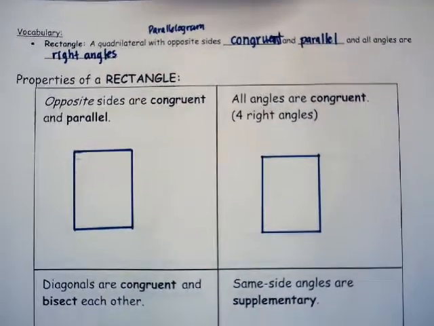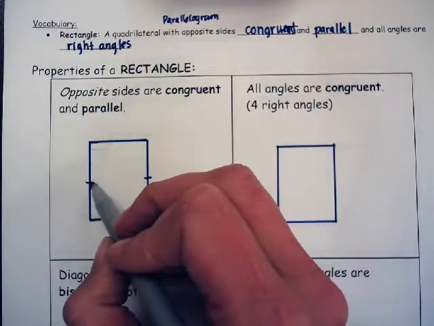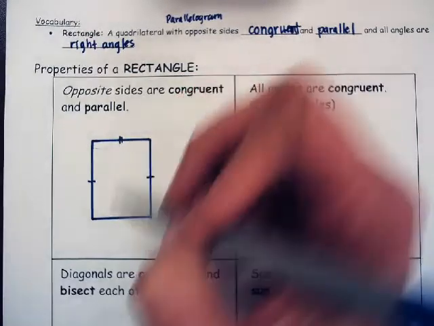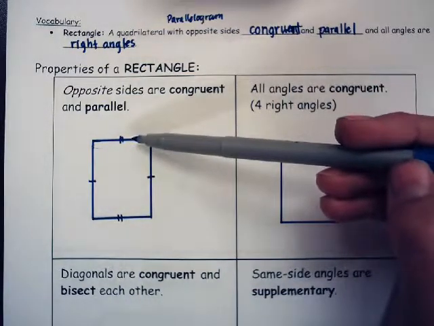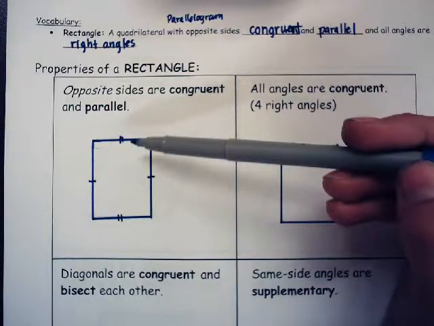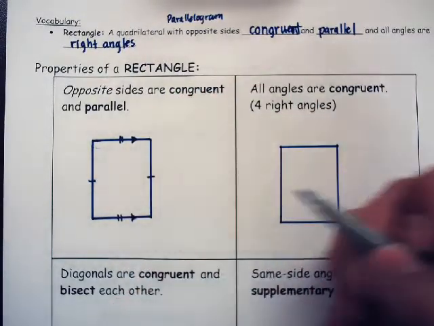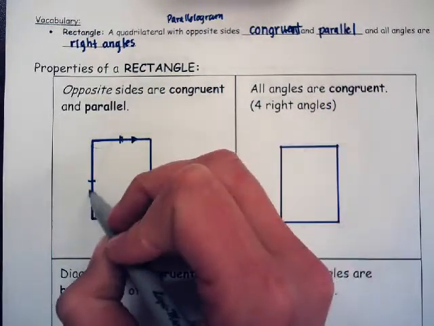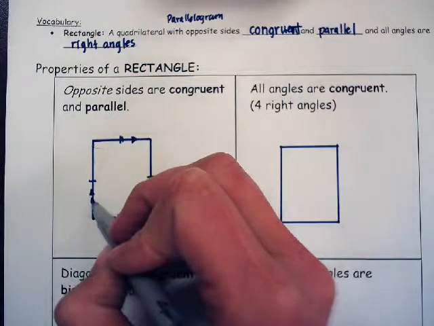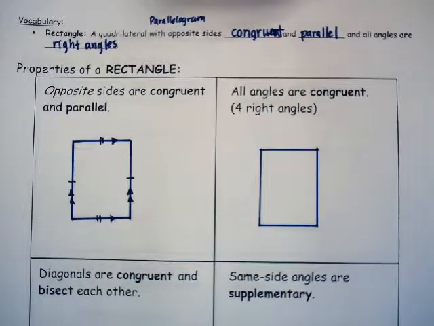So if I have my rectangle here, I say opposite sides are congruent and parallel. So I'll draw my congruent symbols now. This side is congruent to this side. This side is congruent to this side. Now they're not all the same length. Remember, a rectangle can have different side lengths, but the opposite sides have to be the same length. Okay? And they're parallel. Remember, our sign for parallel is this little triangle. So that side is parallel to that side. This side we're going to do 2 triangles to show that this side is parallel to this side. So that was the same as a parallelogram. That was the first property of a parallelogram.